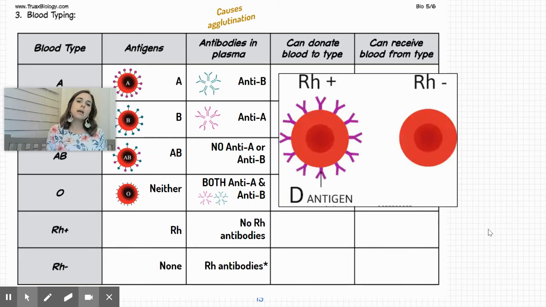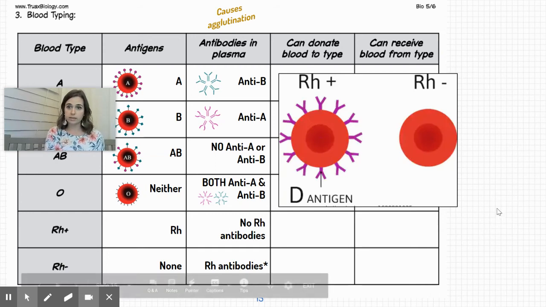And there's an asterisk there. I'm going to explain that here in a minute because it's not true all the time, or depending at what stage of your life you're in. However, who can donate to who in this scenario?